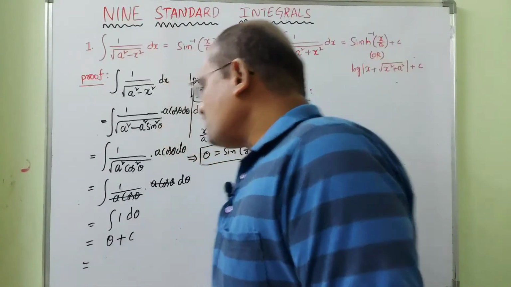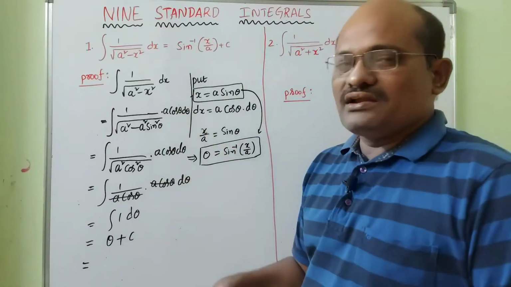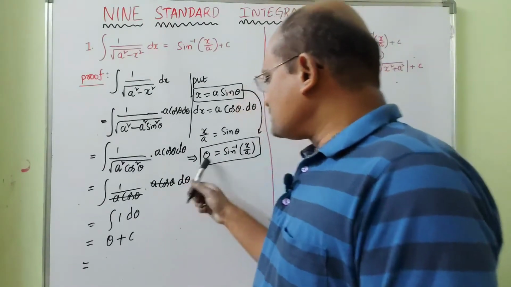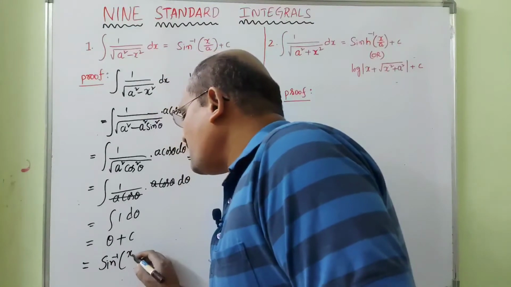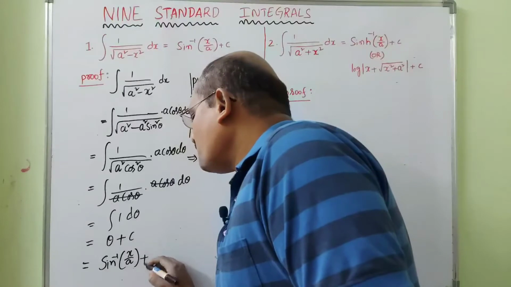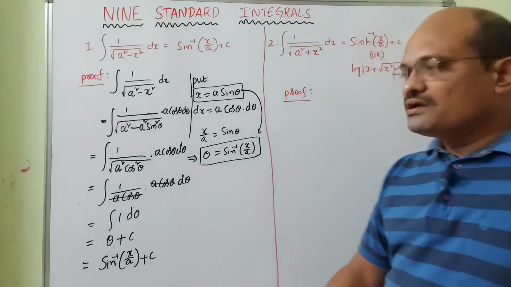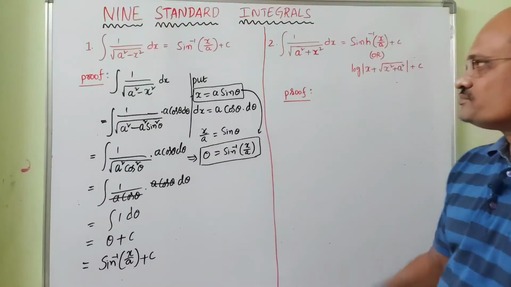Now at the end you have to write theta. Why? Because the question is in terms of x. Answer should be in terms of x. So write theta in terms of x. Theta is sin inverse of x by a plus c. So we got the result. LHS equal to RHS.